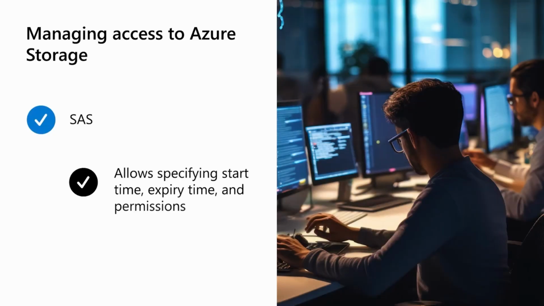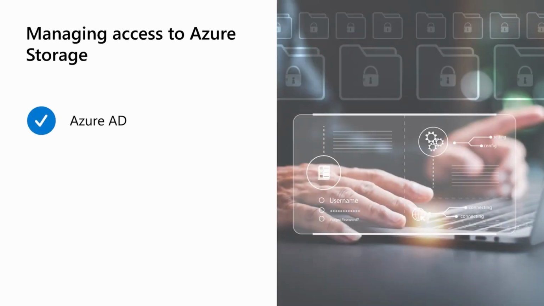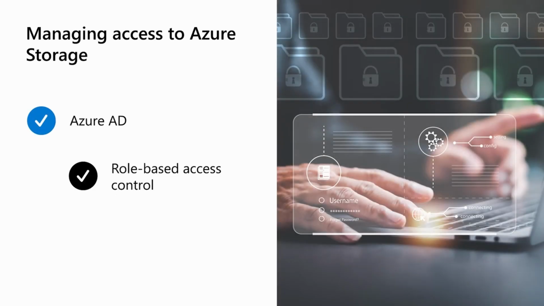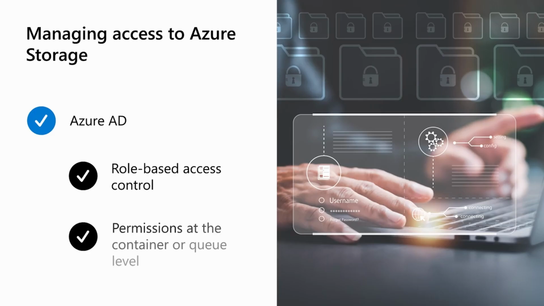SaaS allows you to specify various options to control access to the storage account. These options include start time, expiry time, and permissions. Azure Storage supports 3 types of SaaS: user delegation SaaS, service SaaS, and account SaaS. With Azure AD, you can use role-based access control to grant access to blob and queue resources to users, groups, or applications. You can grant permissions at the container or queue level.